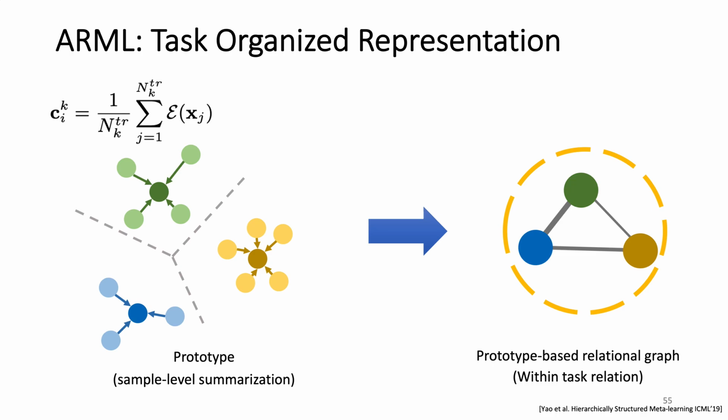Here I give some more detailed explanation. Compared with representing all the samples and aggregating them into one representation, if we first build a prototype relational graph, we can better use the information within one task, within the support set, because we definitely know the labels, and we can construct it together.